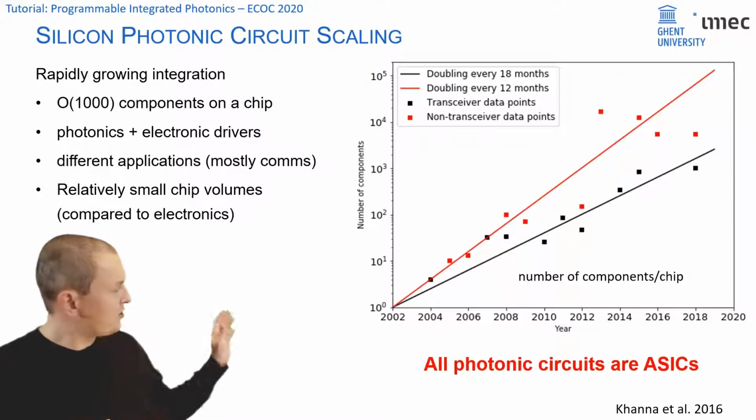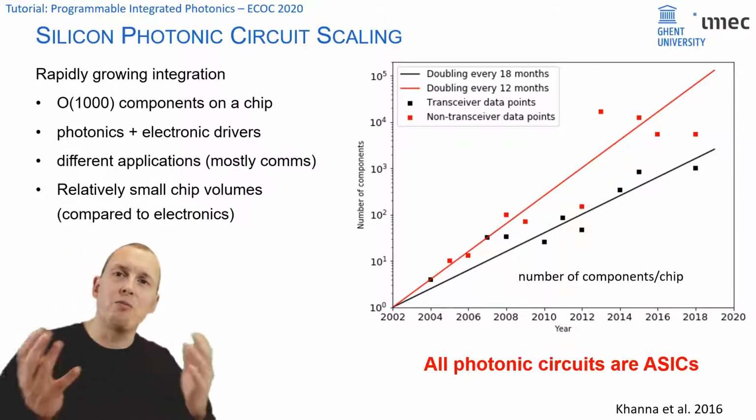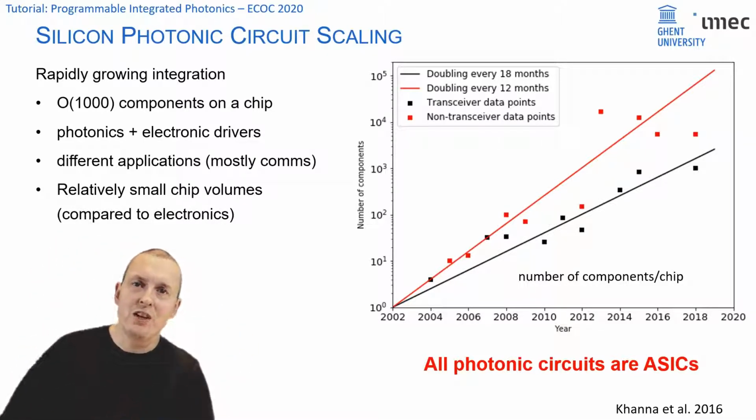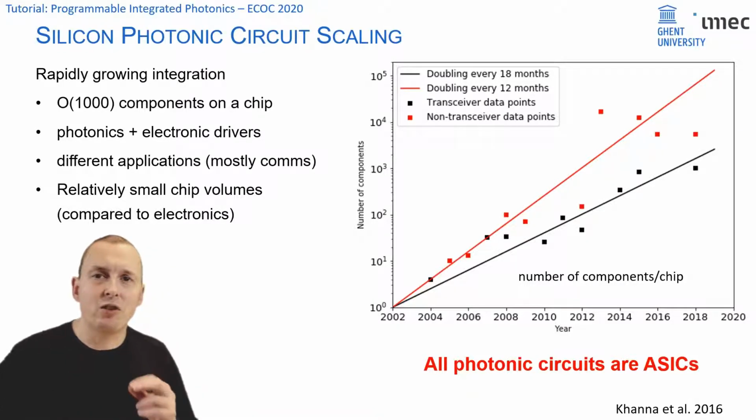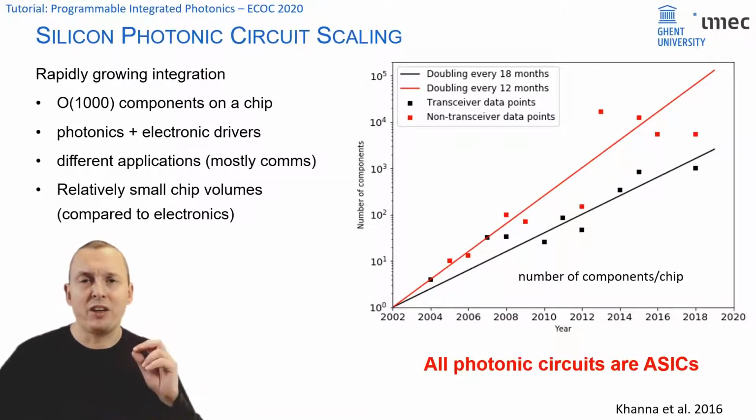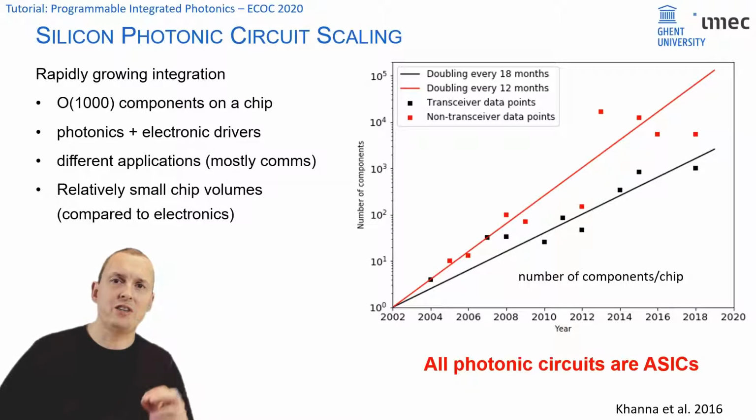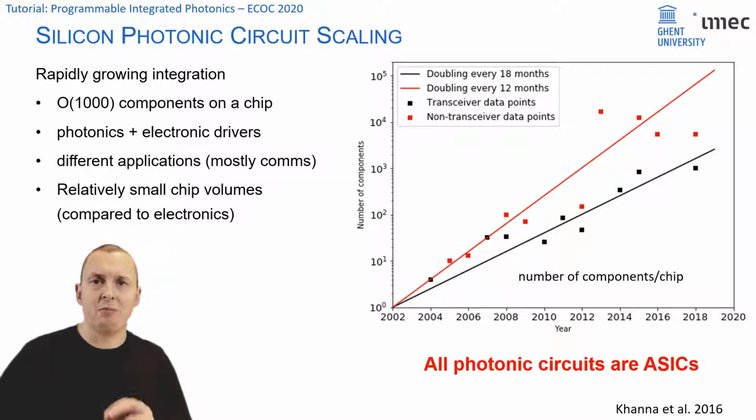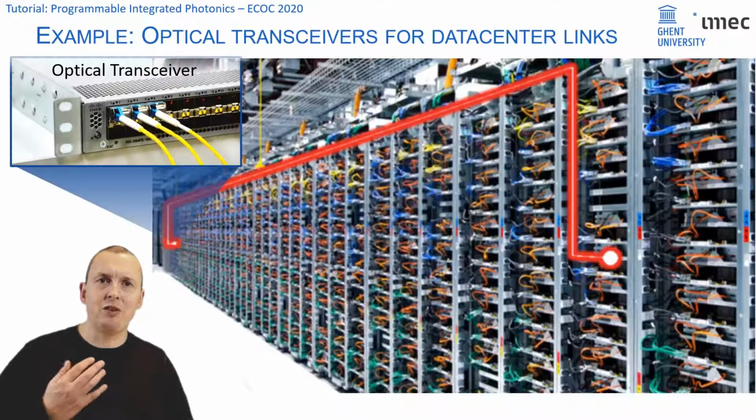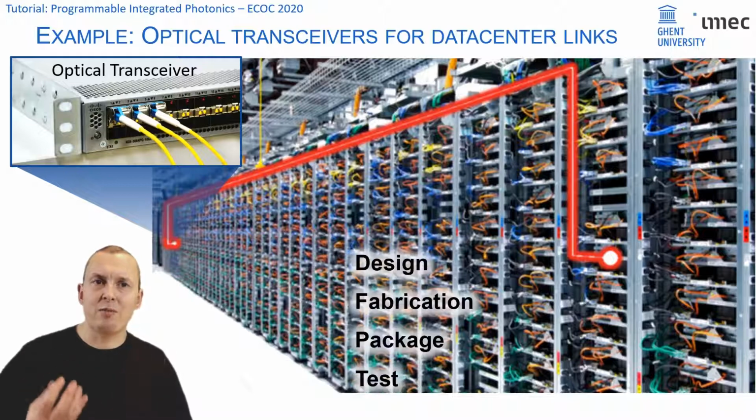Now, if you look at this graph, which you could interpret as a kind of Moore's law for silicon photonics, you should realize that all of these dots on the graph are application-specific circuits. They're circuits built for one particular application. And that has certain consequences for the widespread use of photonics. Let's take an example. If you want to make an optical transceiver for a data center connecting 2 points, you need to go through the phases of design, fabrication, packaging, and testing of a photonics chip.